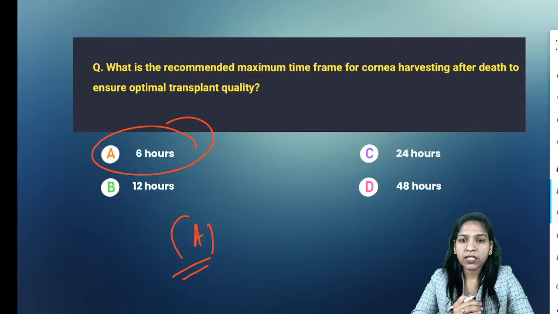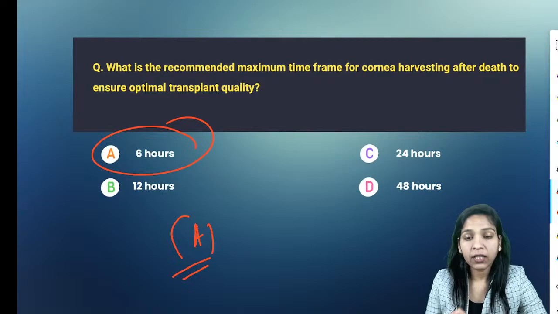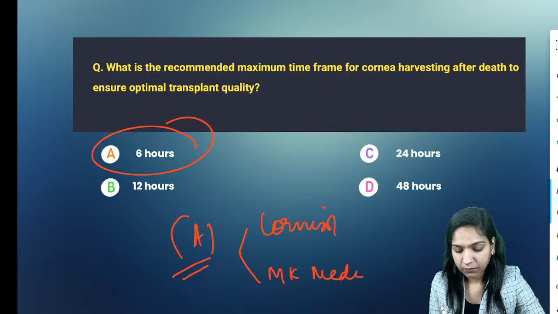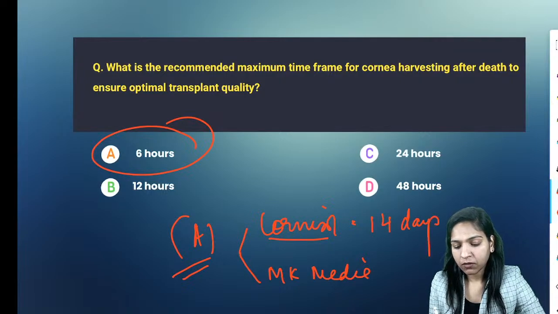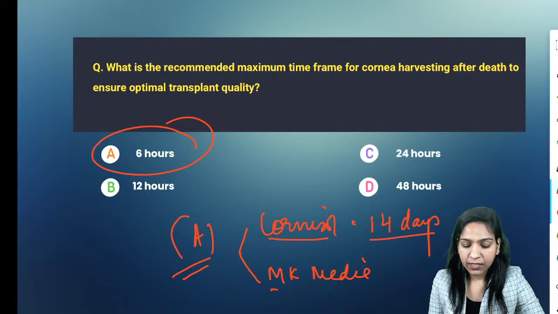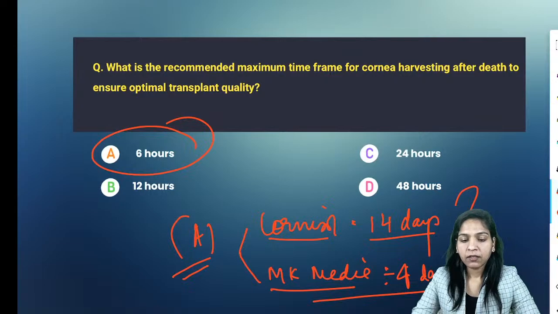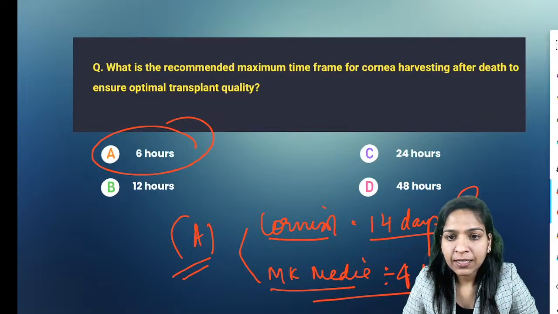After harvesting the cornea, we have to store it in a storage medium. We can use either cortisol or MK media. In cortisol, we can store the cornea for 14 days, and in MK media, we can store the cornea for 4 days. I hope I am clear till this.